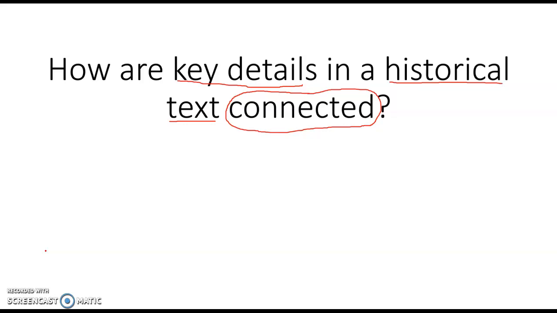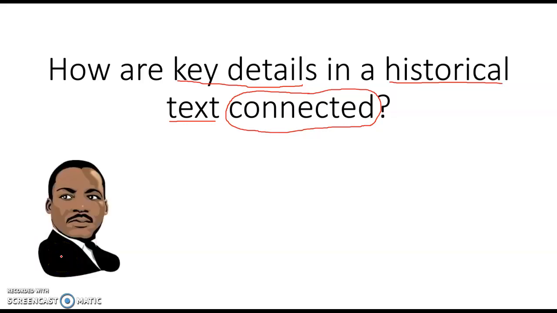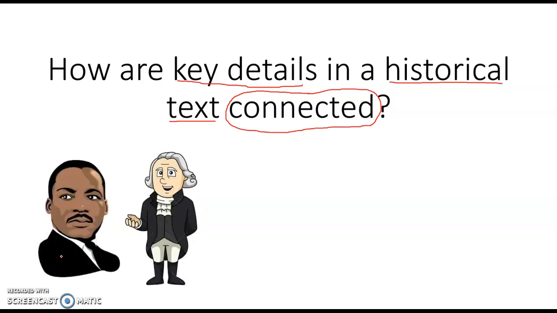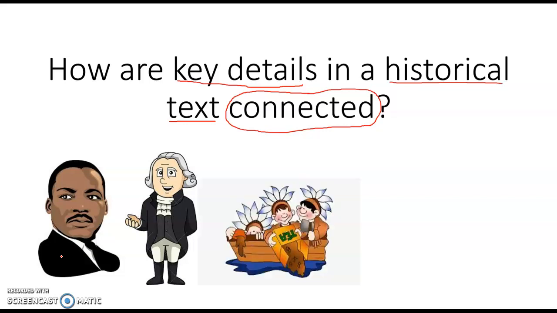A historical text is a text that tells us something that happened in history. So it might tell us about a person from history. It might tell us about an event. It could tell us about a place. So a historical text is another type of informational text that gives information about a person or an event or a place in history. Let's talk about how those events are connected.